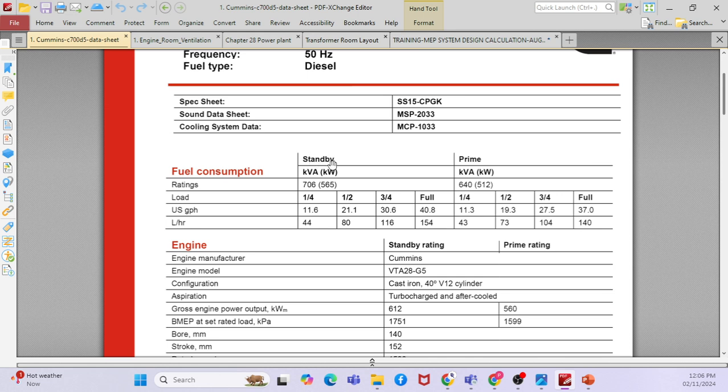The standby generator will operate only during a power failure scenario. The prime generator can run for a longer period but within limited hours per year. The continuous generator can run for 24 hours, unlimited hours. You can operate it at any hours. So a standby generator is normally used where an authority power failure is expected for a very minimal period. Like in residential buildings, we use standby generators.